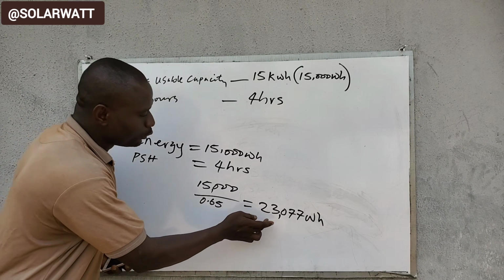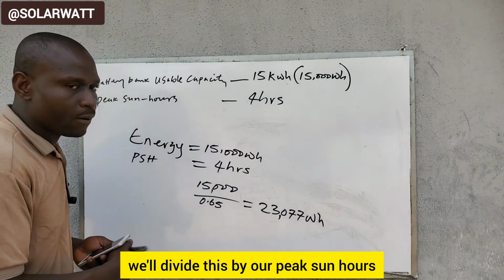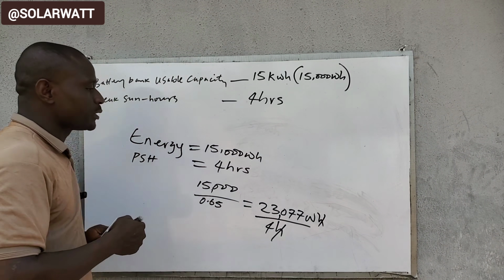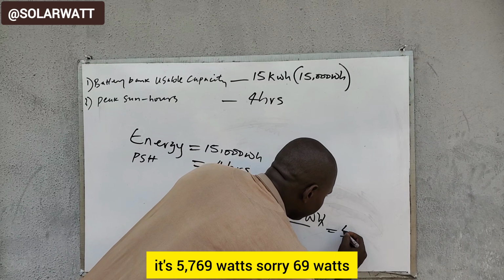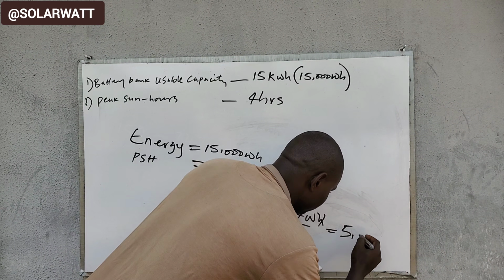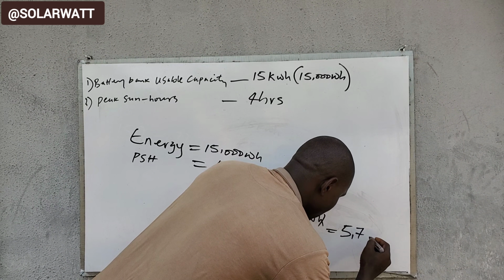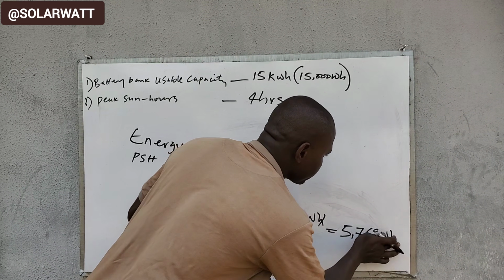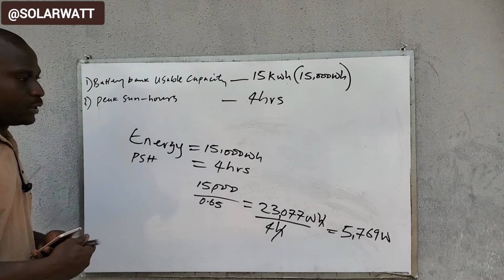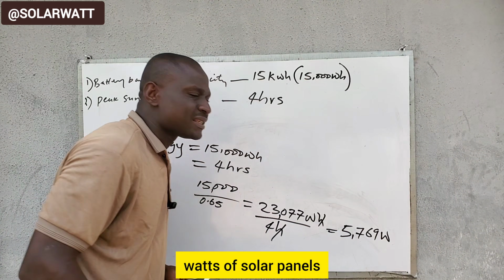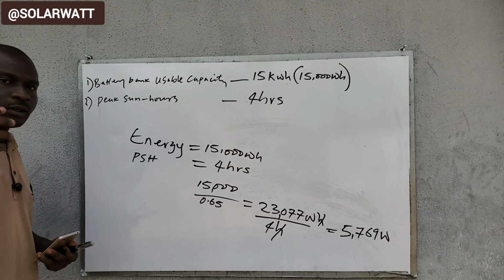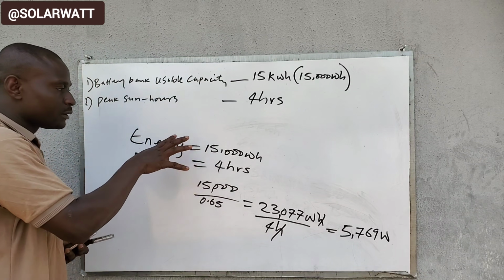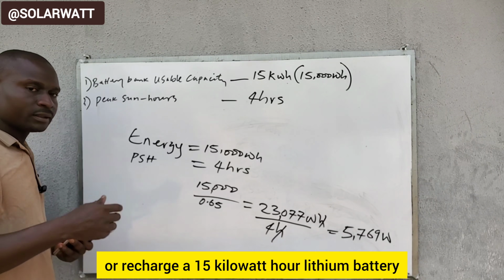Then the next step, we'll divide this by our peak sun hours. Our peak sun hours here is 4 hours. This hour will cancel. What is left there is watts, which is 5,769 watts. So we need 5,769 watts of solar panels, of solar power, to efficiently recharge a 15 kilowatt hour lithium battery.